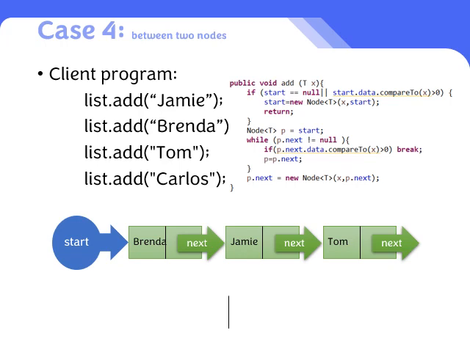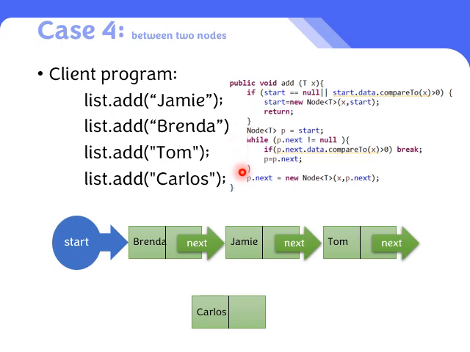Finally, let's add Carlos. This is the most common case, the case in which we try to add a new node that is larger than the first node and smaller than the last node. In this case, the add algorithm finds the position between the largest node smaller than the new node and the smallest node larger than it. Since the case has already been compared with the value pointed to by start using the first if statement, the comparison is performed from the second node.